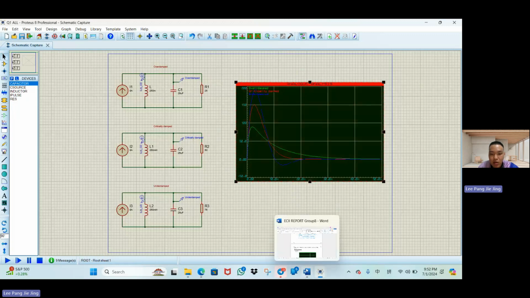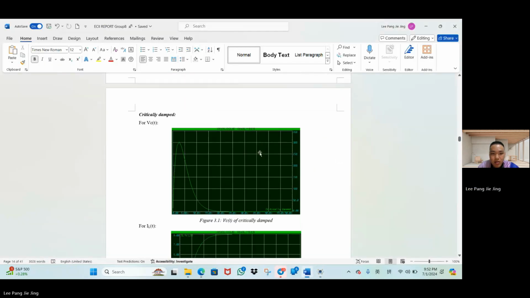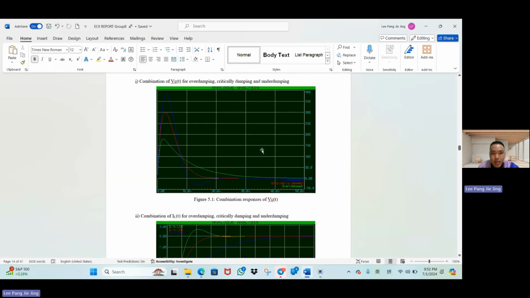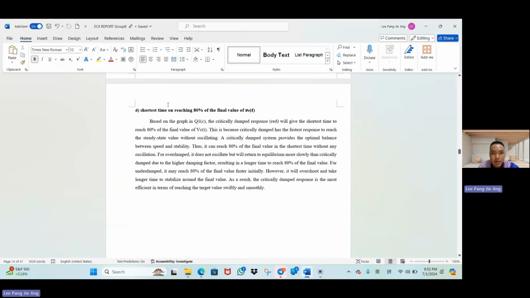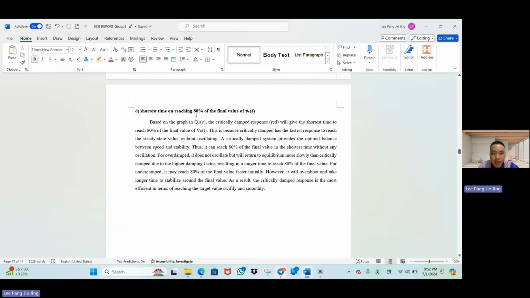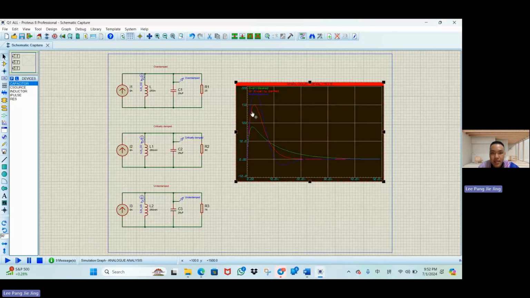There is a question, Q1D, asking for the shortest time to reach 80% of the final value for vC(t). It is the critically damped response, which is the red line, which is this.